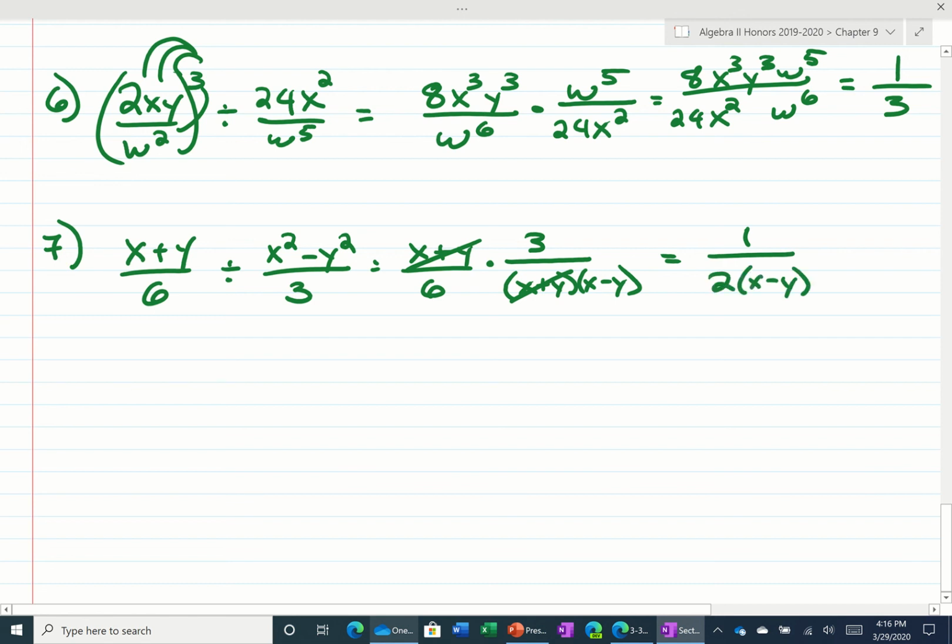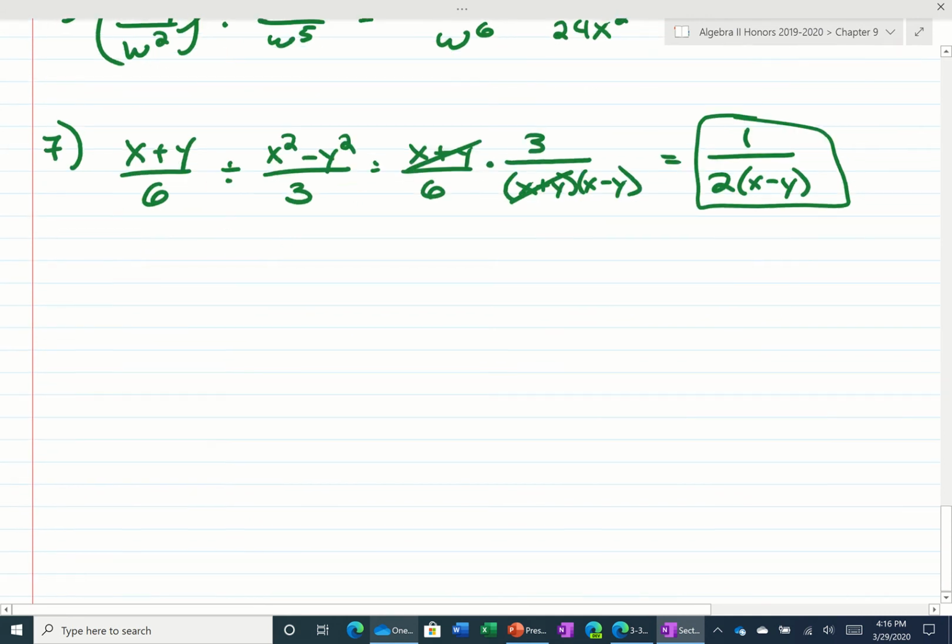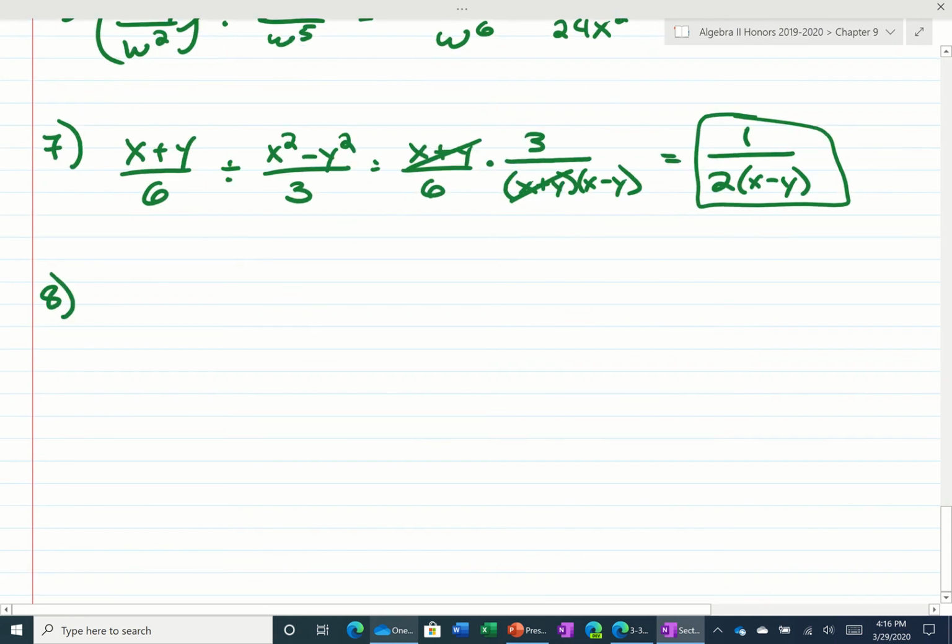And that would actually be a good answer if you want to distribute the 2. Nothing wrong with that. But simplify just means you cancel out common factors, and that's what we did. All right, and then the last one here, number 8.